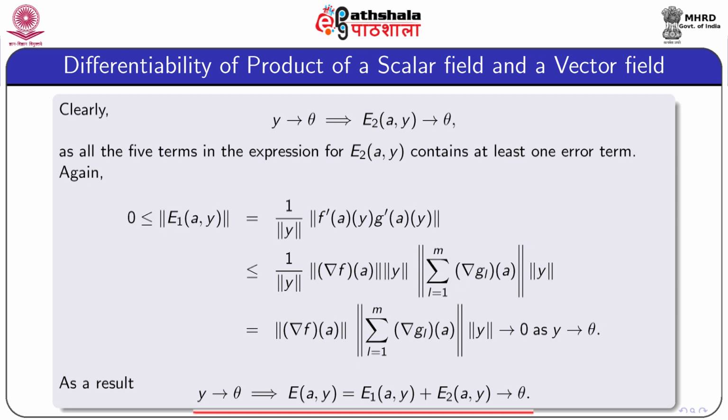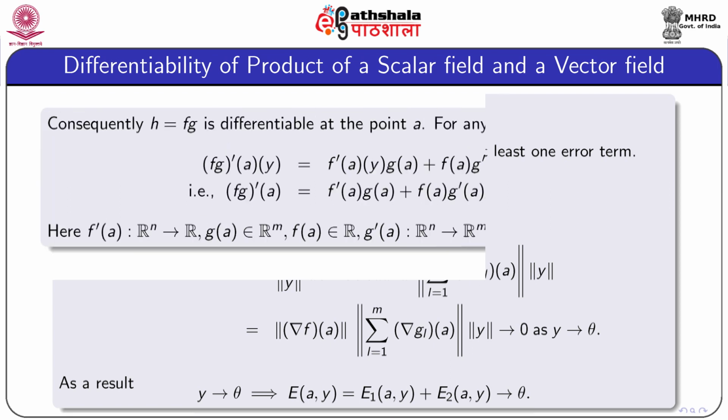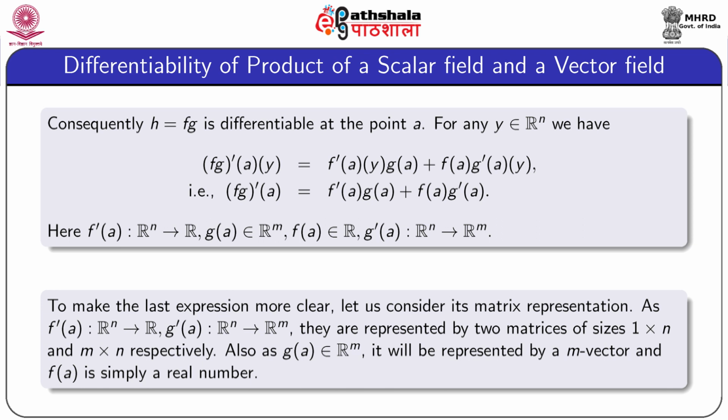As a result, y tends to theta implies EAY, which is E1AY plus E2AY, also tends to theta. Consequently, the vector field H equal to Fg is differentiable at the point A. Now, for any y in Rn, we have Fg dash Ay equal to f dash Ay Ga plus Fa G dash Y.